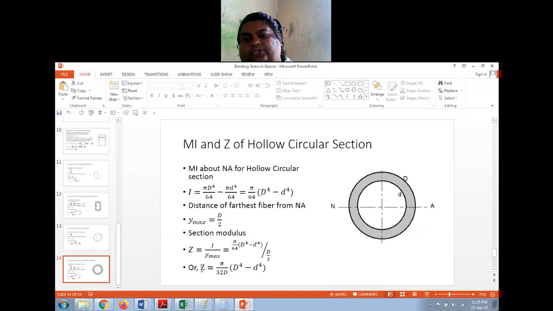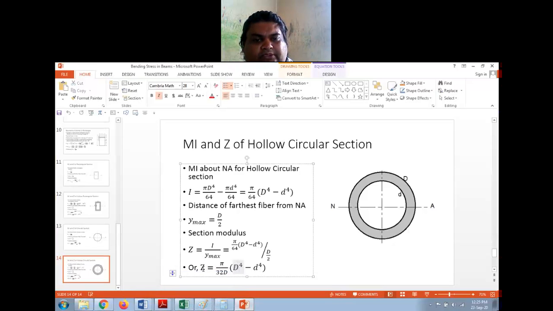Yes. So the section modulus for the hollow circular section, you can see the slides. We discussed this yesterday. How did we get this? I is pi by 64, D raised to 4 minus d raised to 4. Y max is capital D by 2. Z is I by Y max, pi by 64, D raised to 4 minus d raised to 4, divided by D by 2. So when you simplify this, you get pi by 32D, D raised to 4 minus d raised to 4. So by using this expression, I can find this d.